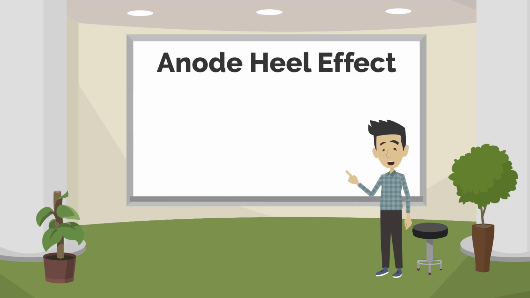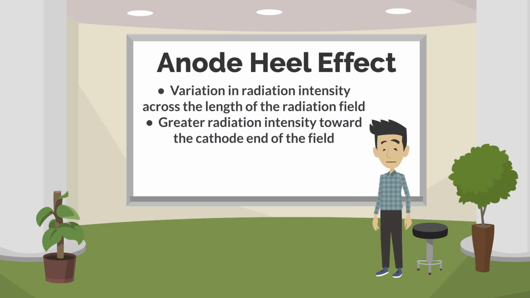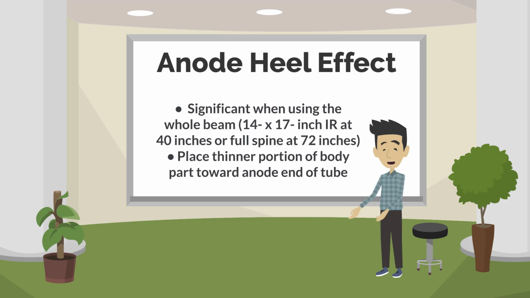It is important to keep in mind the anode heel effect when using the whole X-ray beam and the full length of body. Here are a few points to think about. There is greater radiation intensity toward the cathode end of the radiation field. It is significant when using the whole beam, such as using a 14 by 17 inch IR at 40 inches or a full spine at 72 inches. Examples include when imaging the full spine or entire leg.